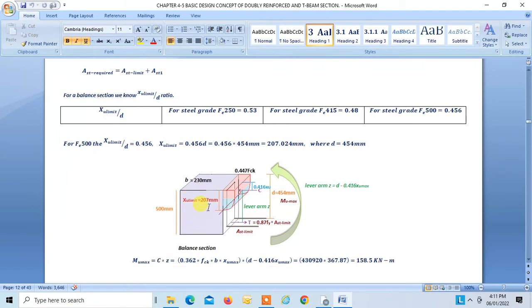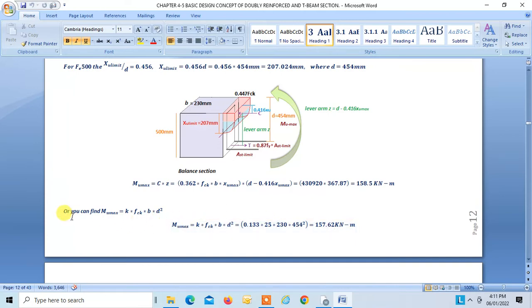Once you know this, this is your MU limit. You want to find your MU limit, or MU max, whatever you say. So you can take MU max is equal to C into lever arm. Lever arm we know, this is force C, and this is lever arm. So putting the values, everything we know, we get MU max is equal to 158.5 kilonewton meter.